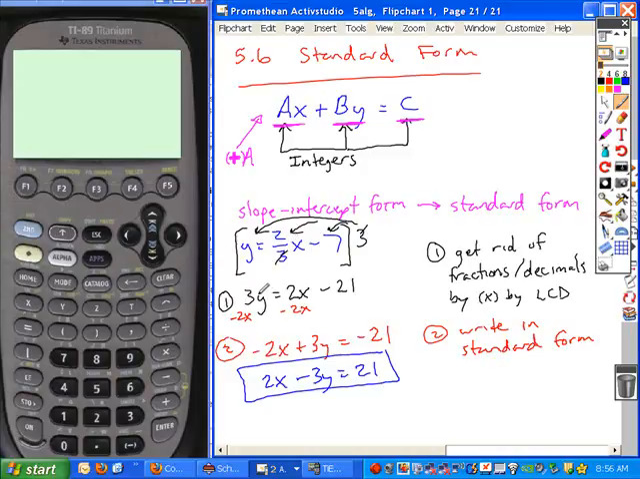You could have also moved this 3y over and the negative 21 over in that same step and then reordered them. You do have to put your x's first, followed by y's, followed by your constant. It's probably easiest just to get it into this form as quickly as possible and change the signs if you need to.